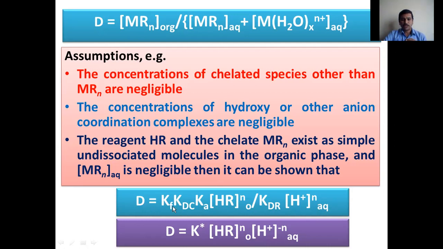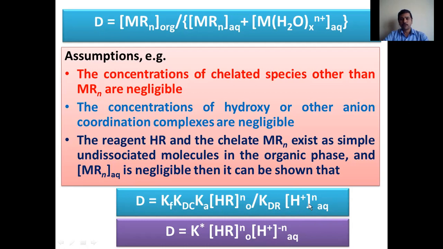Here Kf is the formation constant for the formation of the MRN complex, KDC is the partition coefficient of the metal chelate, Ka is the dissociation constant of the reagent HR, and KDR is the partition coefficient of the reagent HR. Because HR undergoes dissociation, H plus ion will be produced, and its aqueous concentration is also very important to consider. HR dissociates to produce H plus ion and R minus ion, and because R minus ion reacts with the metal ion to form MRN, the only species left over is H plus ion.